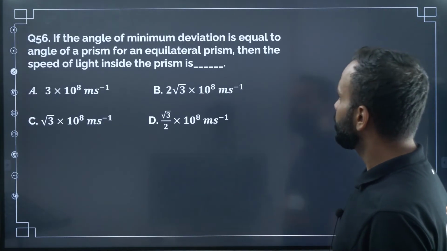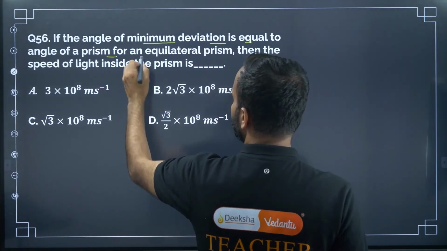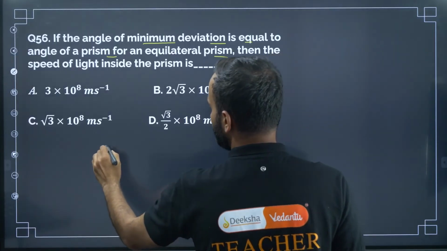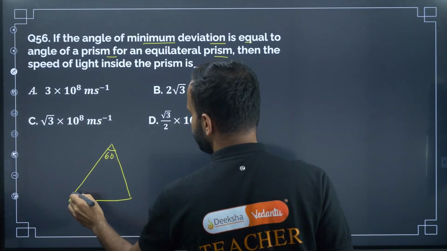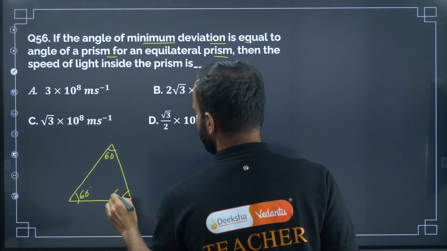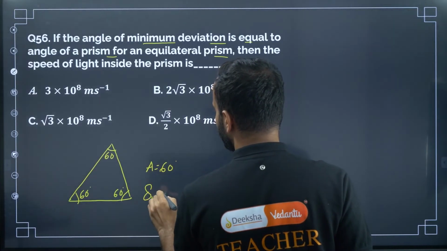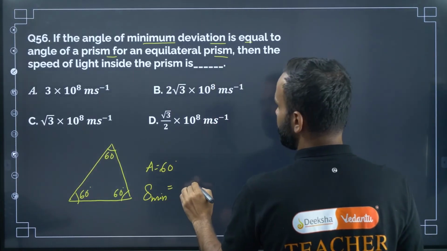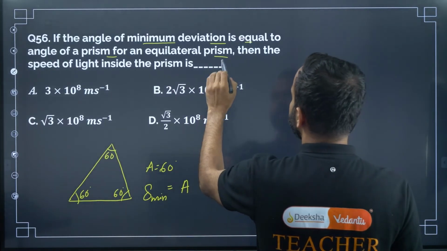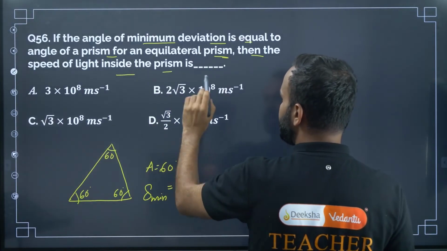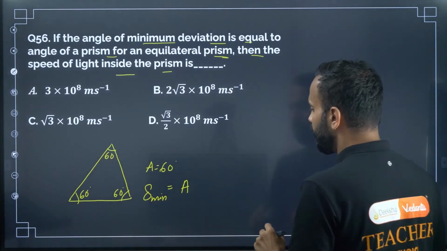Question number 56. If the angle of minimum deviation is equal to the angle of prism for an equilateral prism. Here we have an equilateral prism, that is 60 degree, 60 degree and 60 degree, so the angle of prism equals 60 degree. According to the question, the angle of minimum deviation is equal to the angle of prism. Then we need to find the speed of light inside the prism.